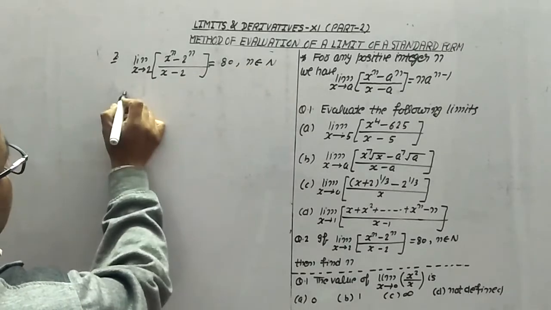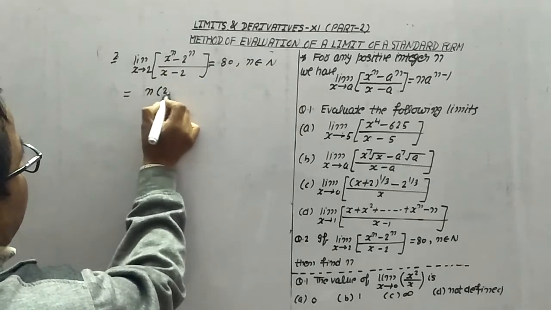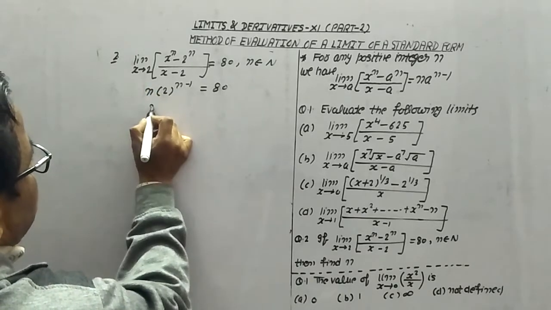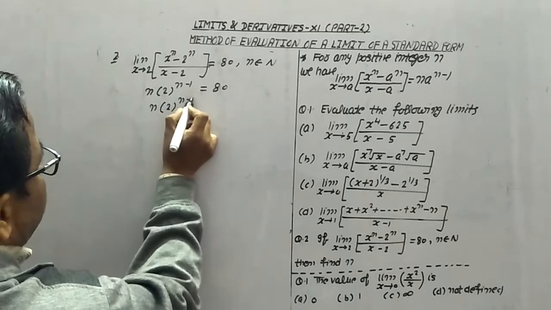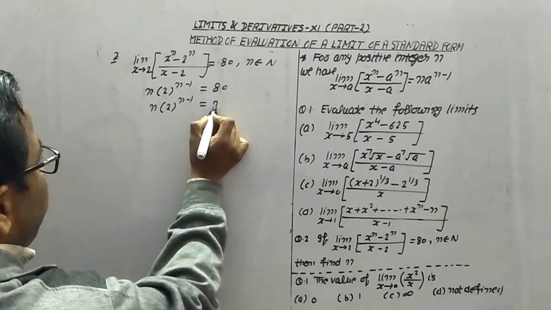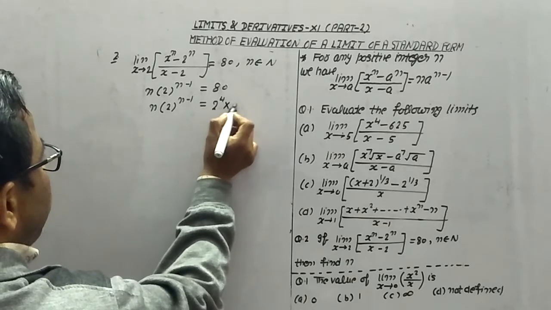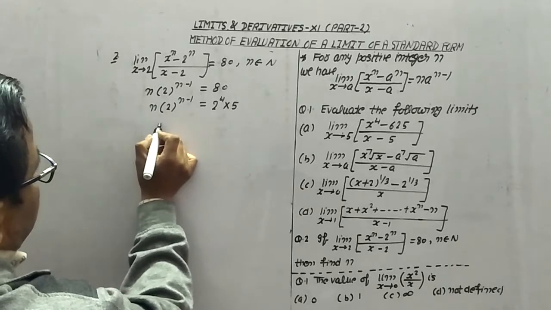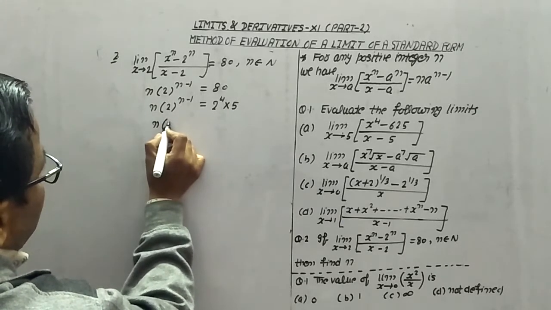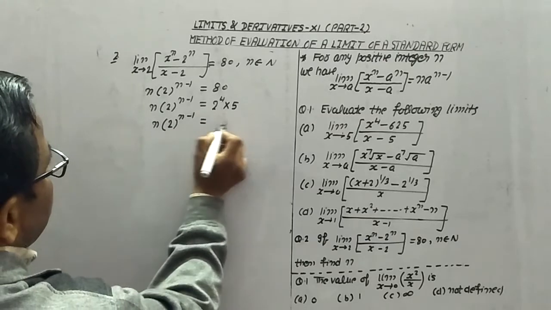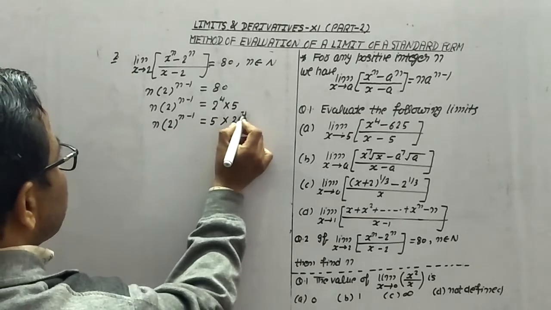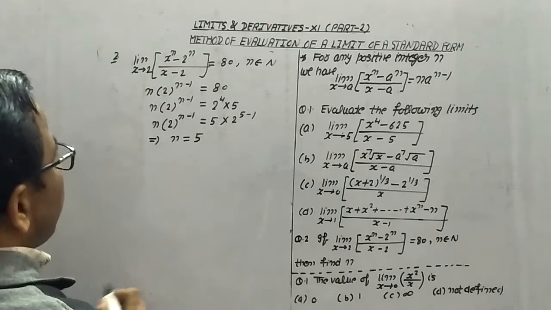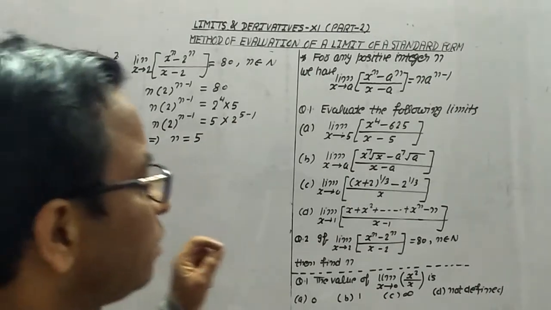First of all, according to the rule, n times a^(n-1) is equal to 80. It means n times 2^(n-1) is equal to 80. We can write 80 as 2^4 into 5, because 16 times 5 is 80. So we can write n times 2^(n-1) is equal to 5 times 2^(5-1). It implies that n is equal to 5, and this is the answer.